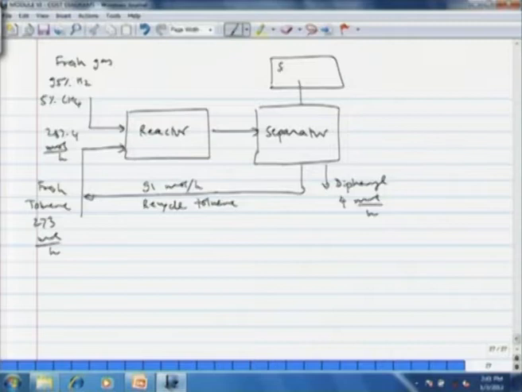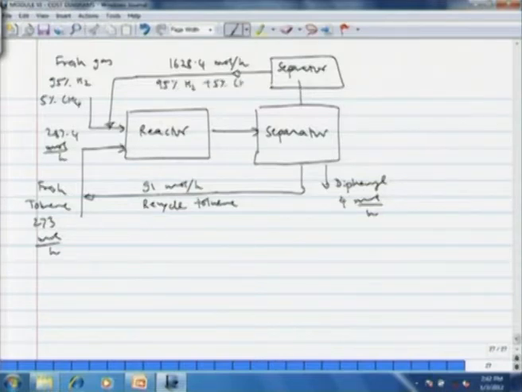Now, separator is going to generate a stream that contains 95% hydrogen, but it recovers entire hydrogen, okay, and then this stream will be 1628.4 mole per hour. Composition 95% hydrogen plus 5% methane, and the purge gas will contain only methane, that will be 287.4 mole per hour.